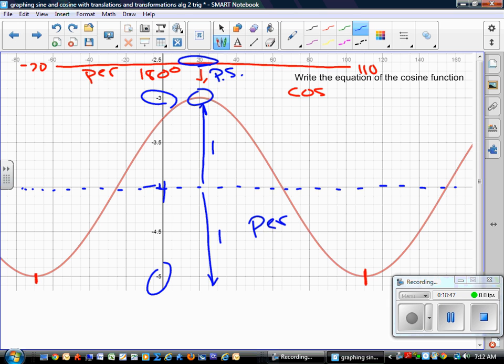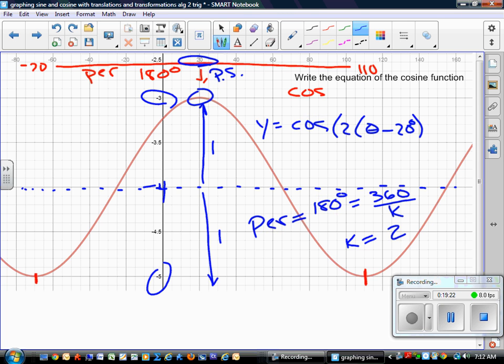Period is equal to 180 is equal to normally 360 over k. So k ends up equaling 2. So now I have a y equals. We said my amplitude's the same, so it's just a regular cosine because the amplitude's 1. K is equal to 2. Theta, we said my phase shift was 20 to the right, so it's -20 degrees. And my midline has moved down 4. And there we have it.